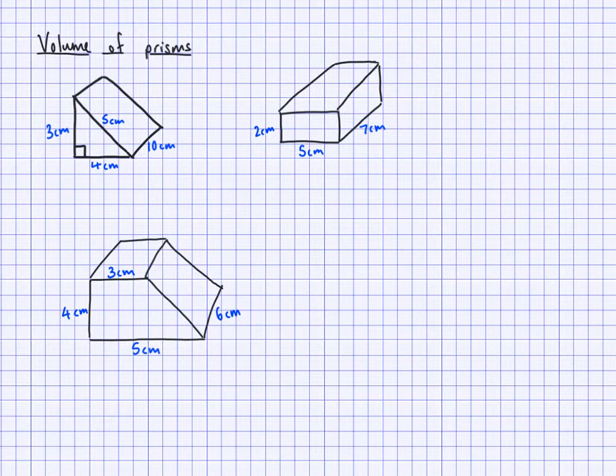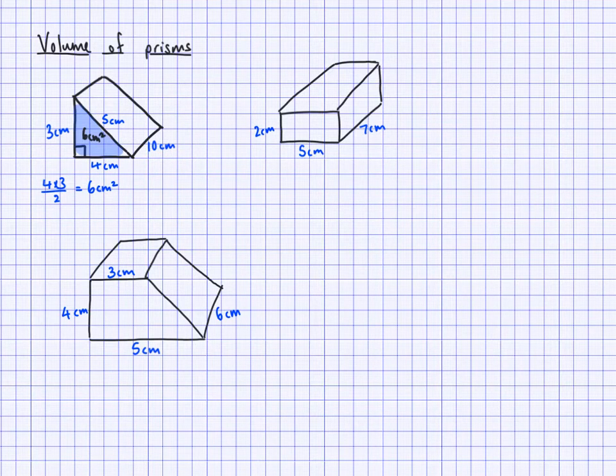The first one is a triangle, and I can see that 4 and 3 are perpendicular here. So 4 times 3 divided by 2 will give me the area. 4 times 3 is 12, divided by 2 is 6. So I have 6 centimeters squared for the area. So this part here is 6 centimeters squared, so let's write that down.